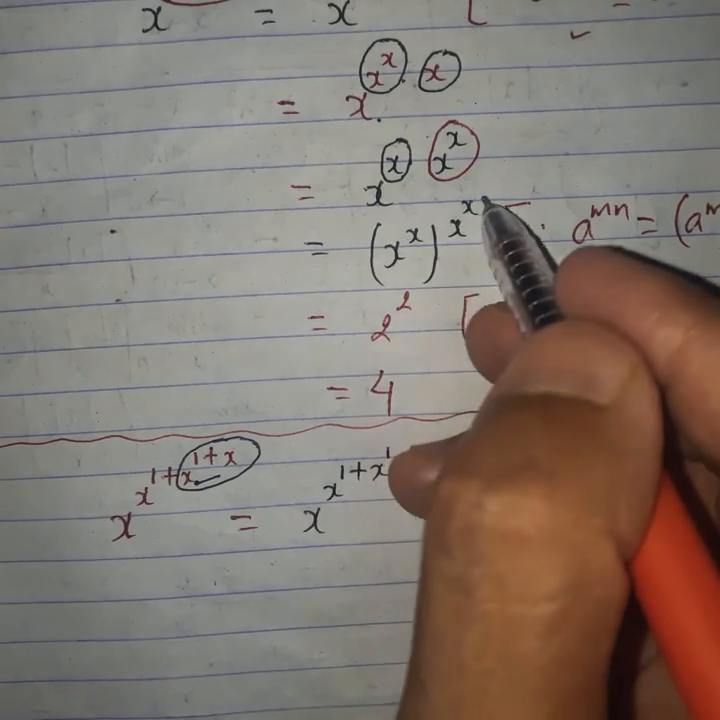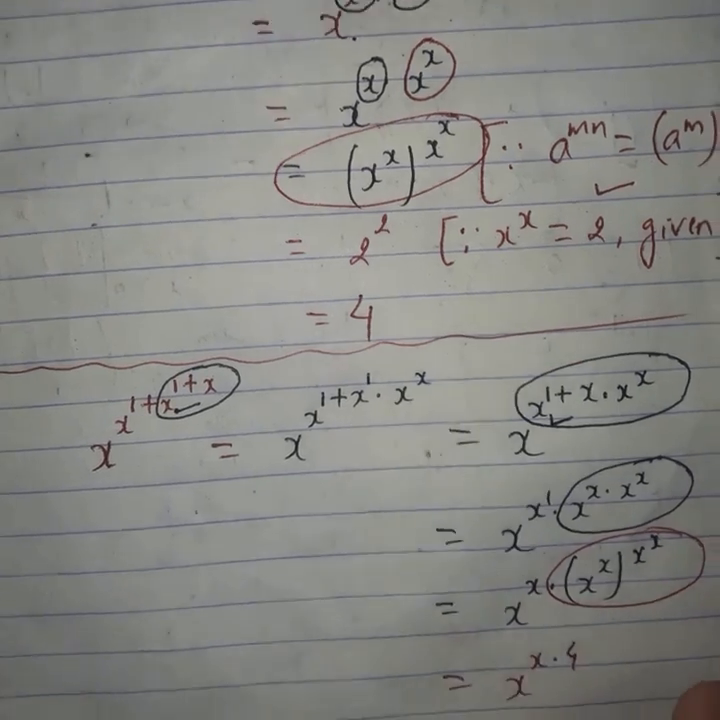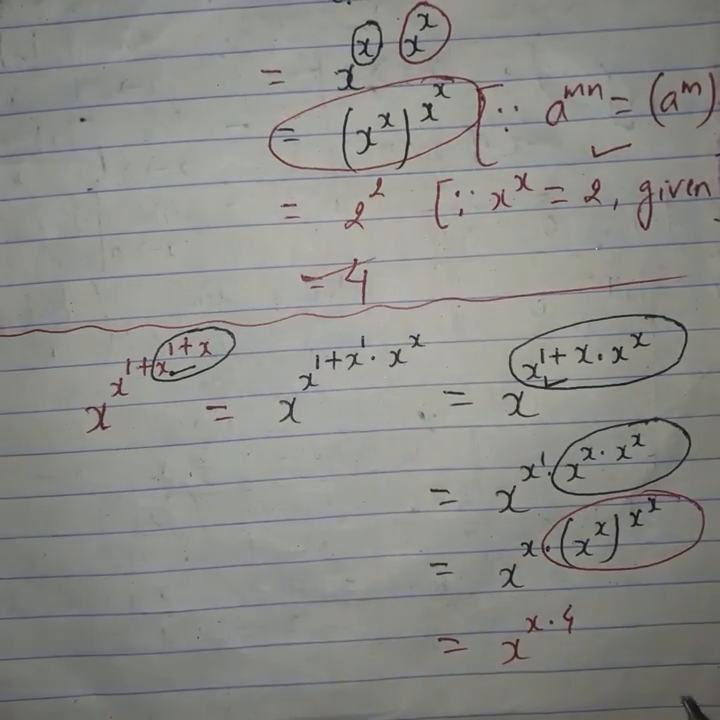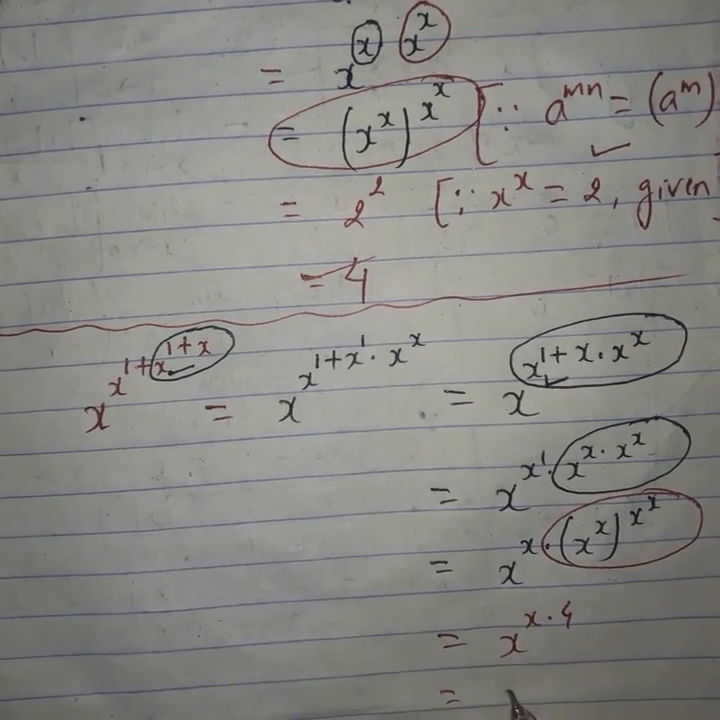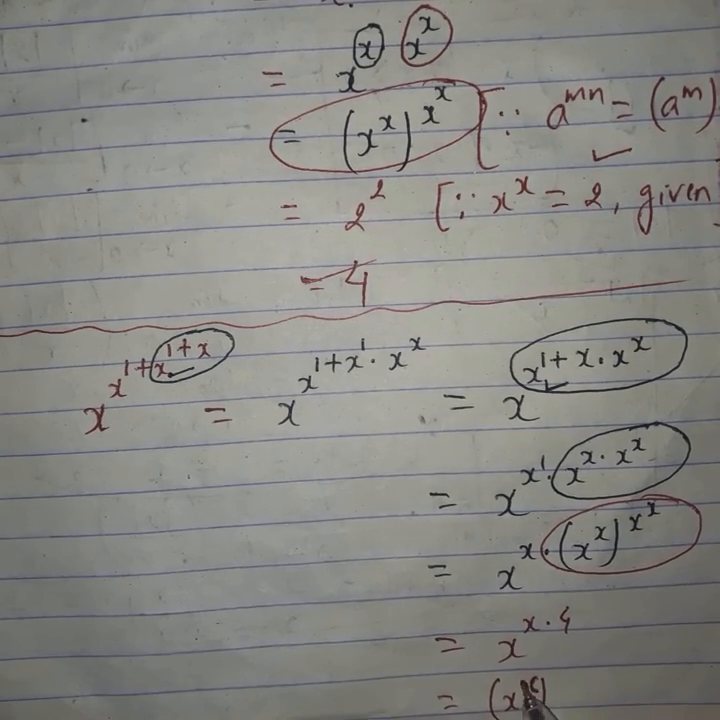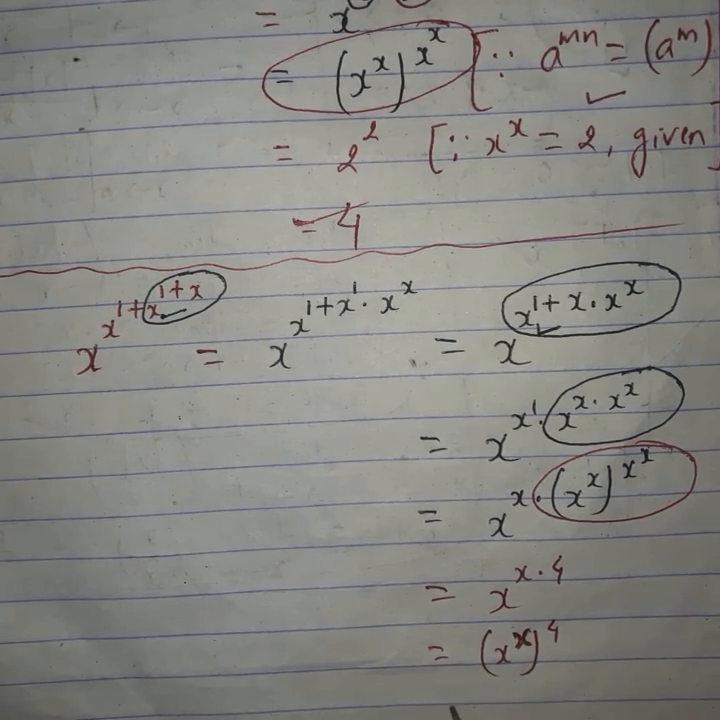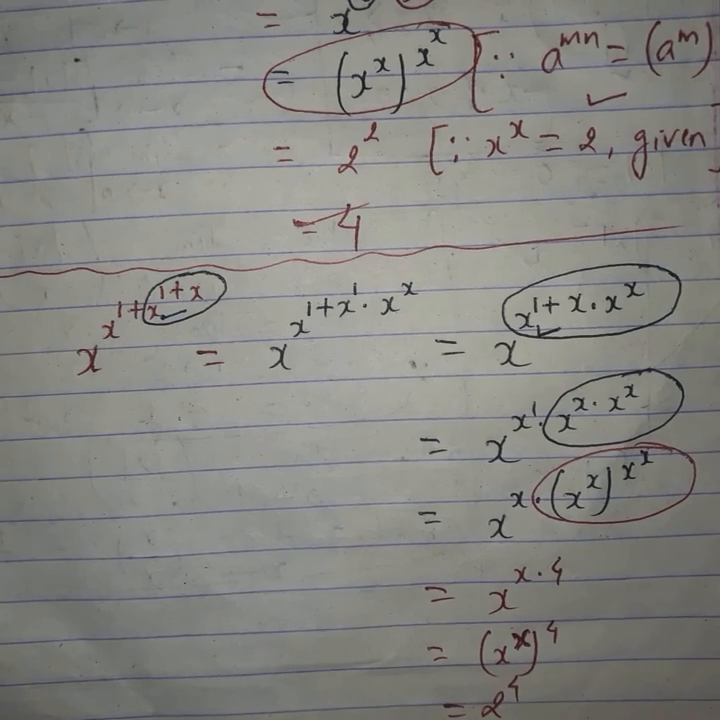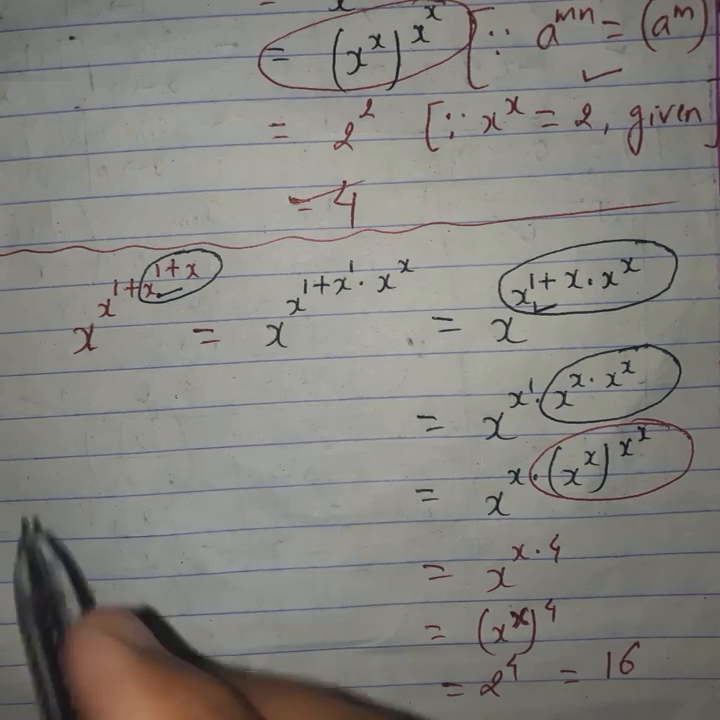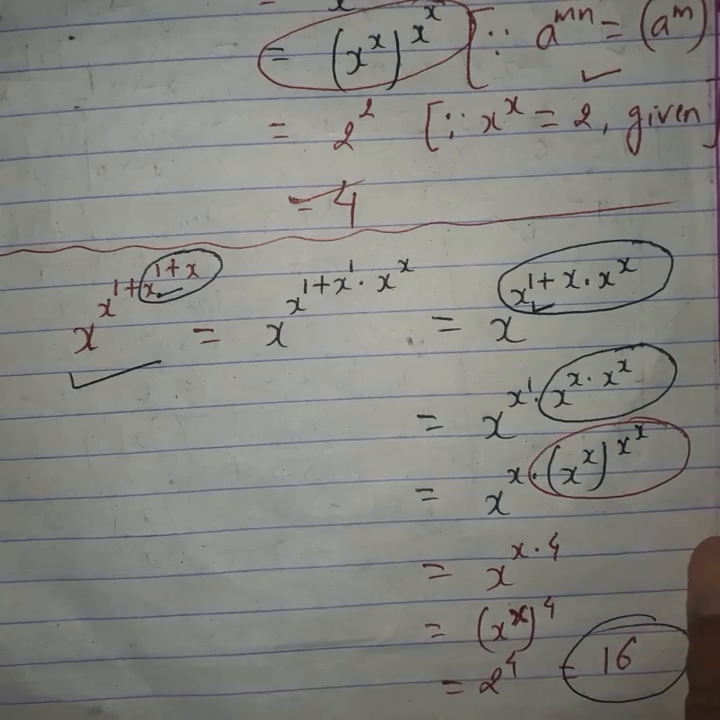Here we have already calculated the result of this same part, so we can substitute 4 here, which was obtained earlier. So this is x to the power of x, this x raised to the power of 4, and the value of x to the power of x is given as 2. This is 2 raised to the power of 4, and 2 raised to the power of 4 is simply 16. Therefore the result of the second expression is 16.